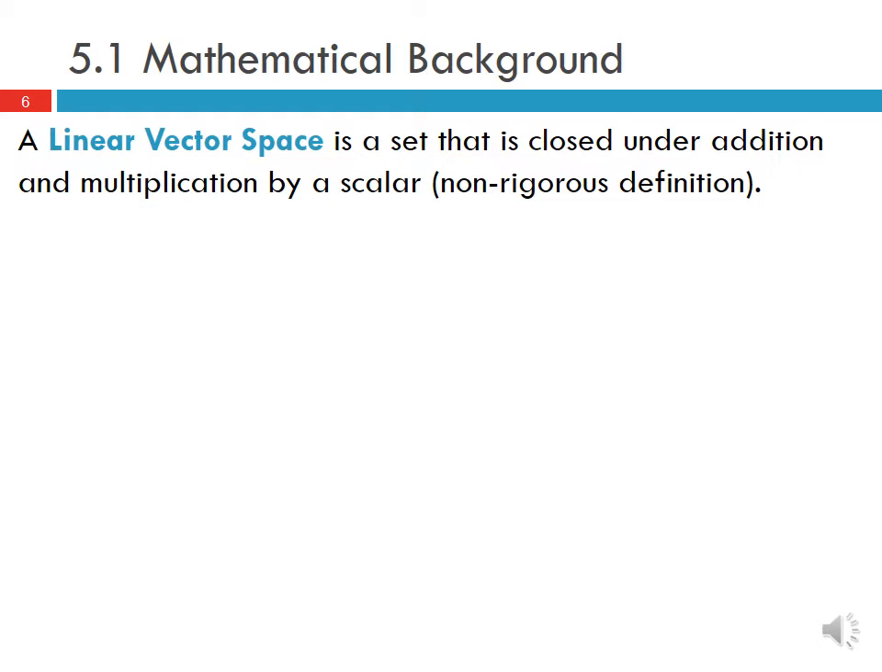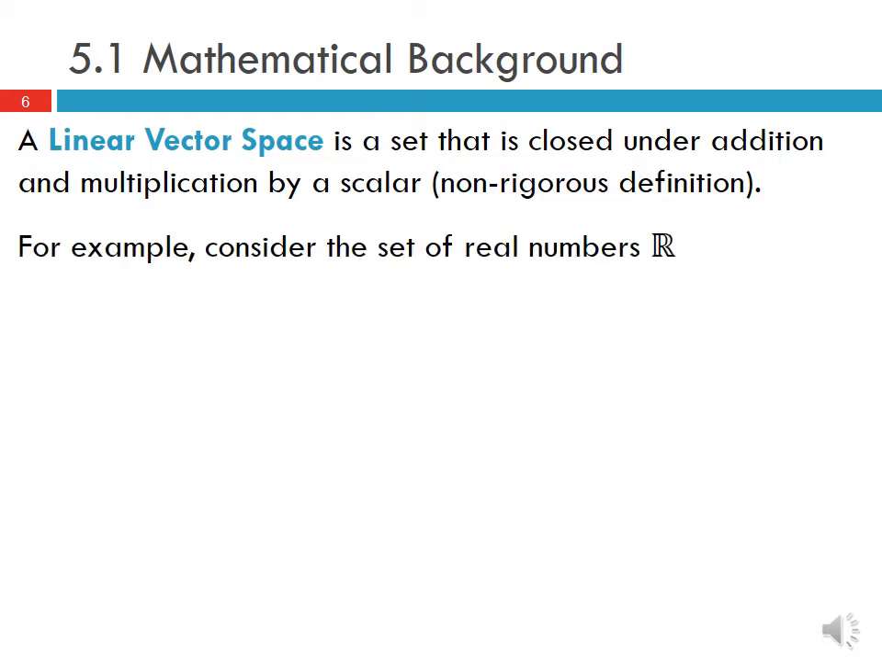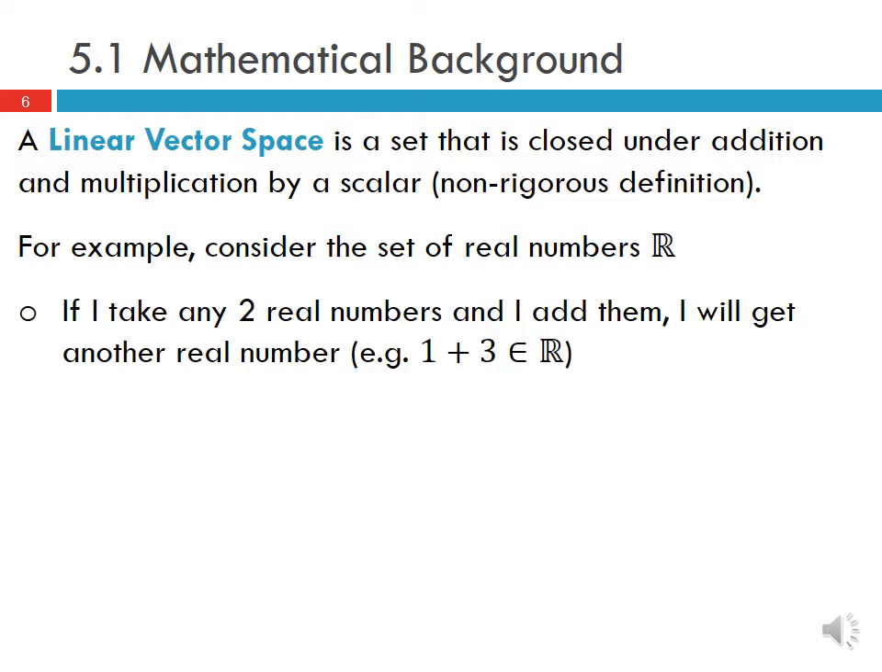So we can introduce this idea of a linear vector space and talk a little bit about what this means. So a linear vector space, as a non-rigorous definition, is a set that is closed under addition and multiplication by a scalar. So for example, the set of real numbers is a linear vector space. So if I take any two real numbers and I add them, then I will get another real number. So if I take the number 1 and the number 3, those are both in this vector space R. If I add them, I'm going to get another number that is also in the same vector space R.